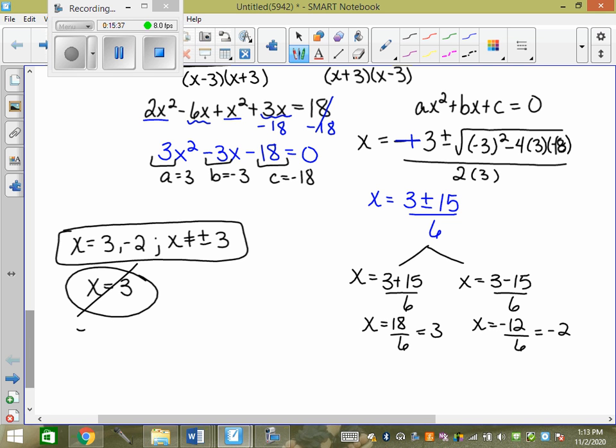It can't be 3. So we put, paying attention, extraneous. You circle it, put a line through it, and put extraneous. You have to do that in order to get full marks. And then we're going to say x equals negative 2. X cannot equal plus or minus 3.